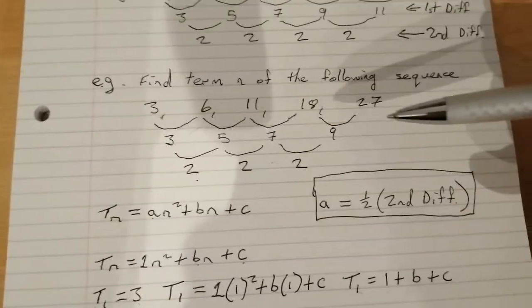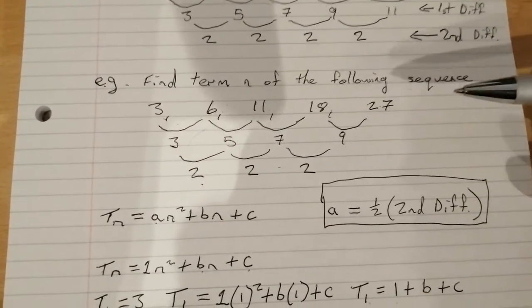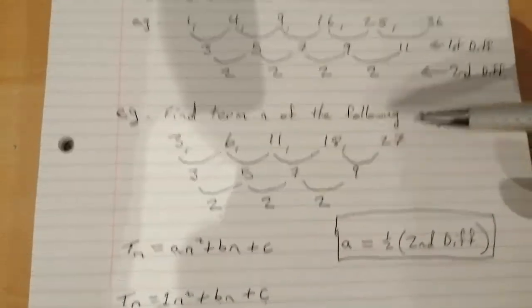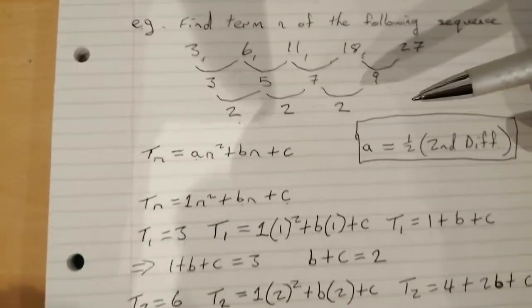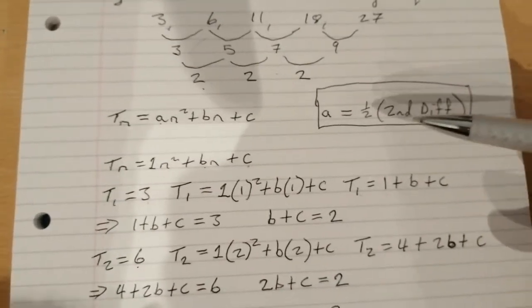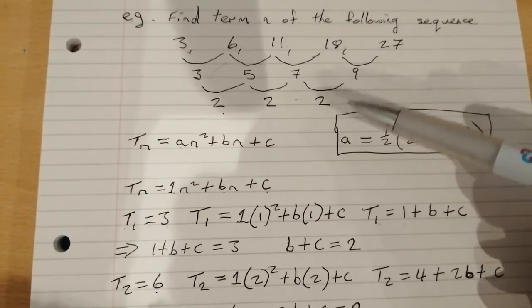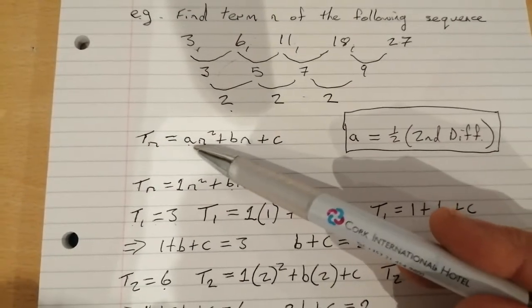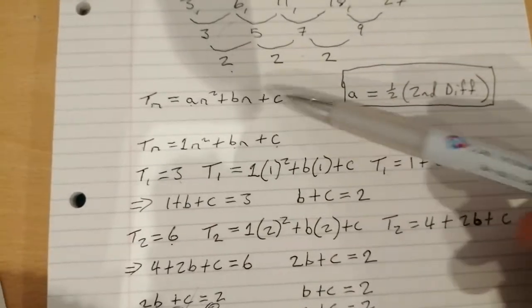And then the last thing is we learned how to find term n, or the general term, or the nth term of a sequence when they give you the terms in the sequence, when they don't give you the actual formula, if you like, they just give you the terms. The very first part of doing that is find the second difference and halving it. So half of 2 is 1, and that gets you the a part in your term n. And then you use simultaneous equations to find the b and the c part.